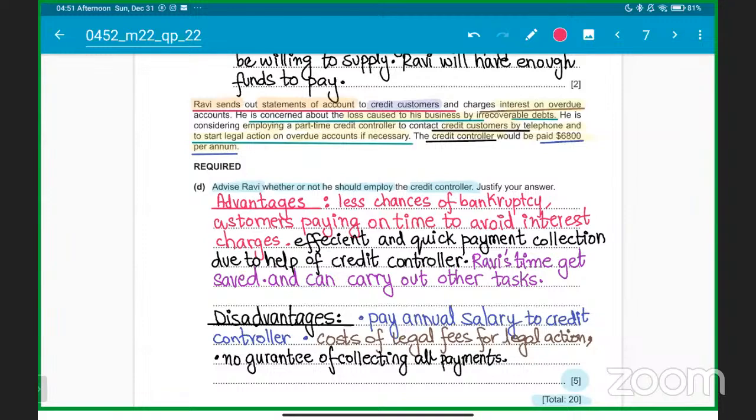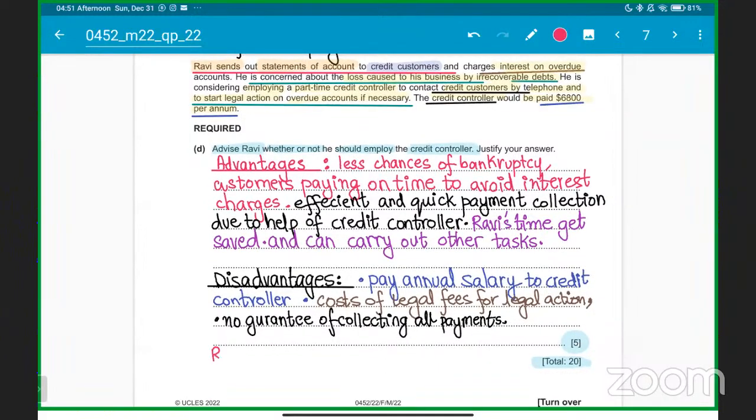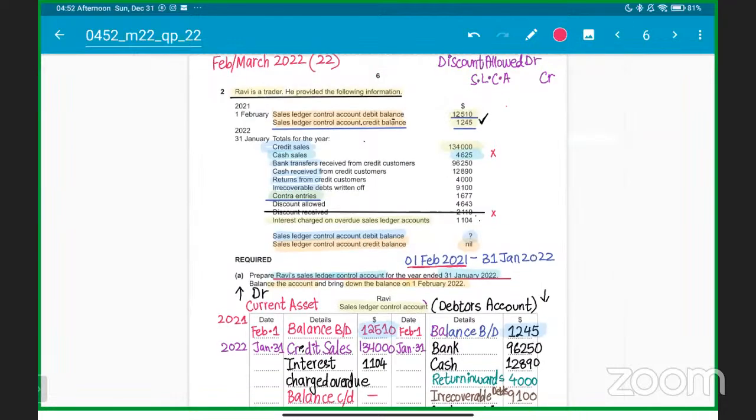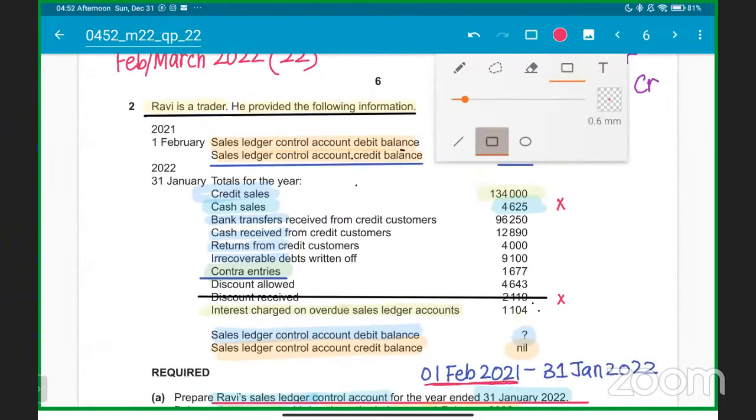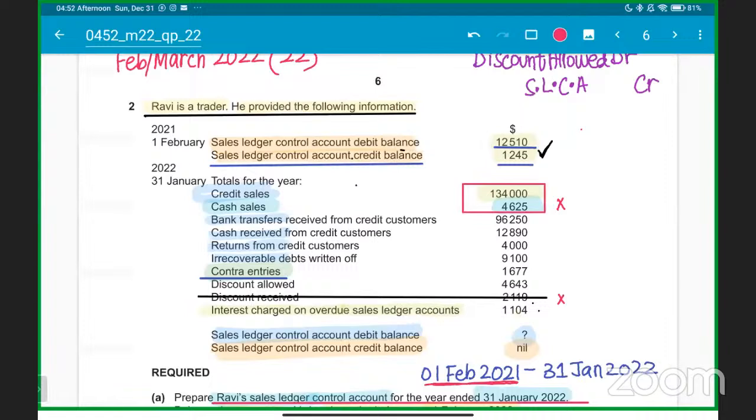So my decision will be simple: I will advise Ravi not to employ the credit controller. And the reason is, instead of paying $6,800, he should focus on something else, as I can see. And always remember to take help from the question. Credit sales are so high and cash sales are not there at all. And as always, I'm a fan of cash, so I'll try to increase the cash.